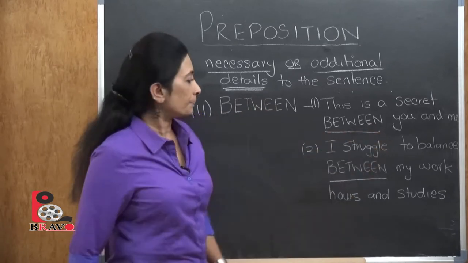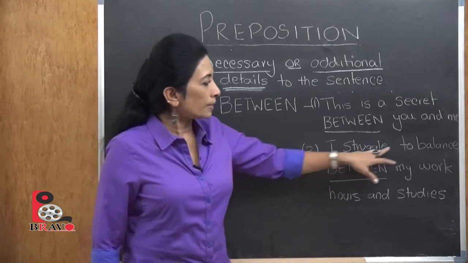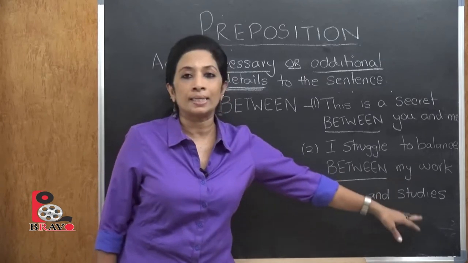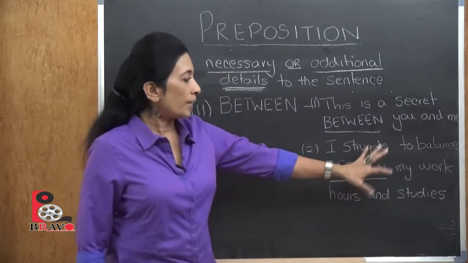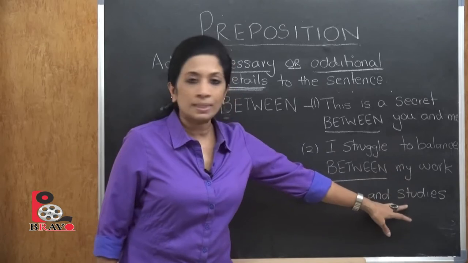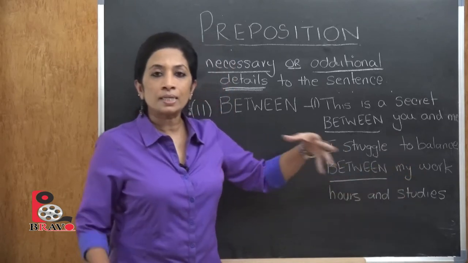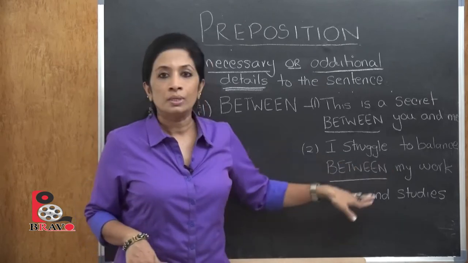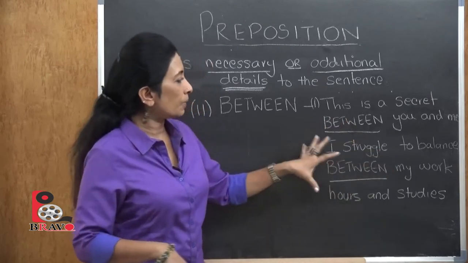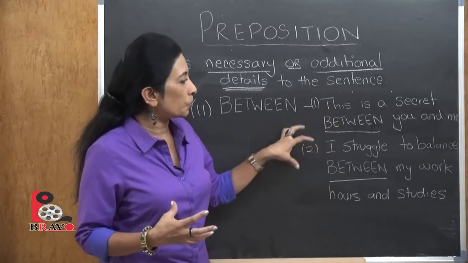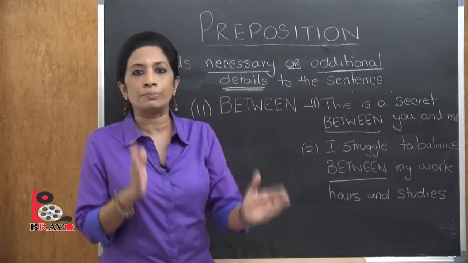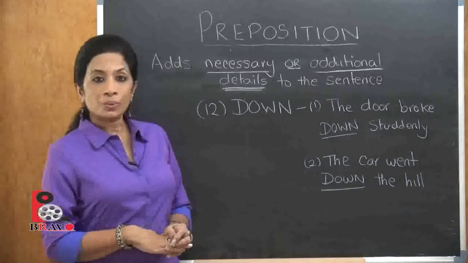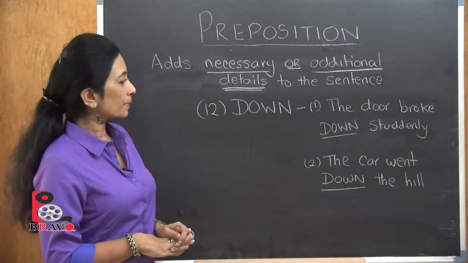It involves two people. Second one, I struggle to balance between my work hours and studies. Again, there are two objects here. One is his working hours, the other one is his studying time. So now he's finding it difficult to balance between these two. So you can see that the word between is used when two objects are connected together.